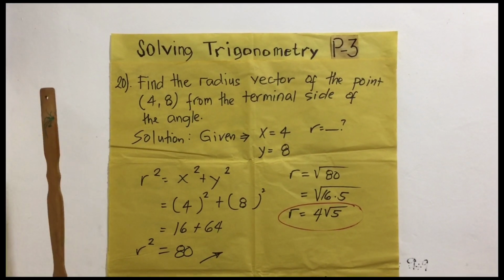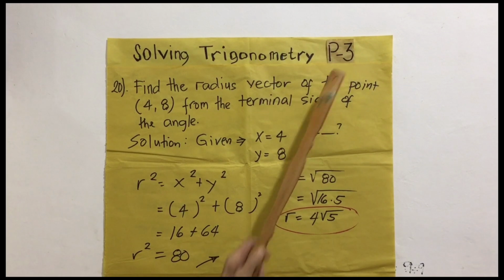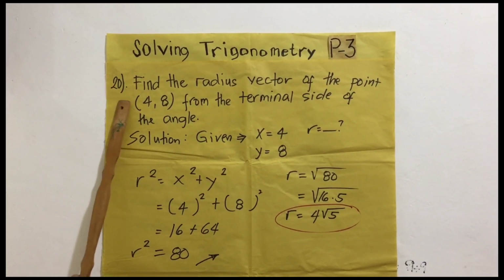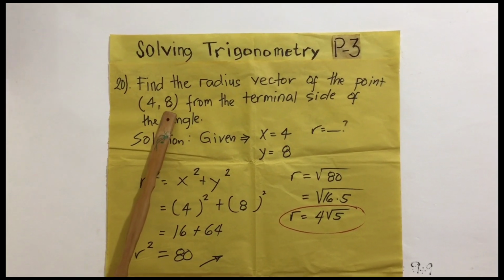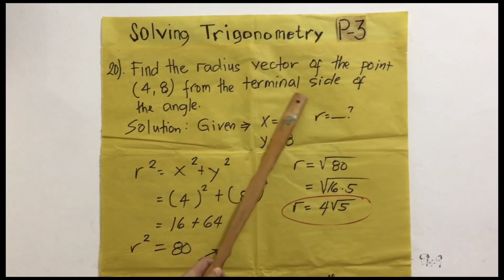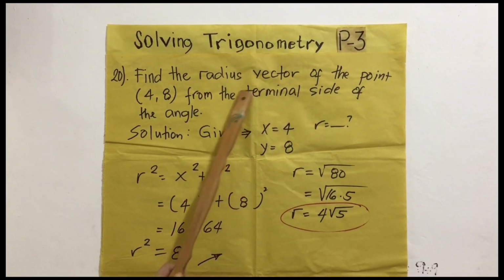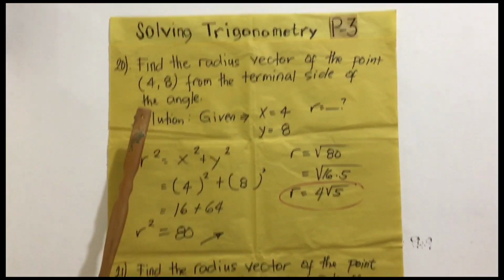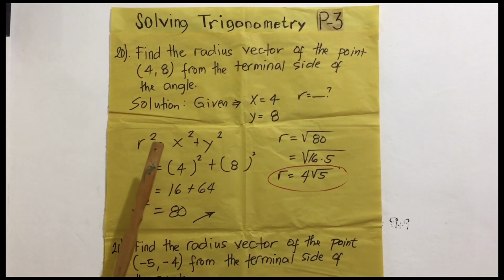Okay guys, today we are going to continue our solving trigonometry part 3. We are now at number 20. Find the radius vector of the point coordinate or the coordinate from the terminal side of the angle. So the radius vector is the hypotenuse of the angle of a triangle.